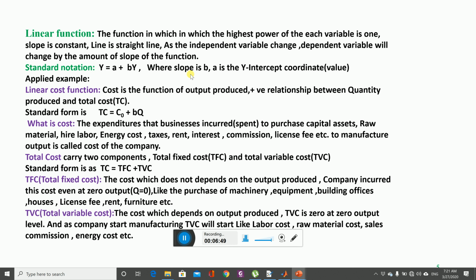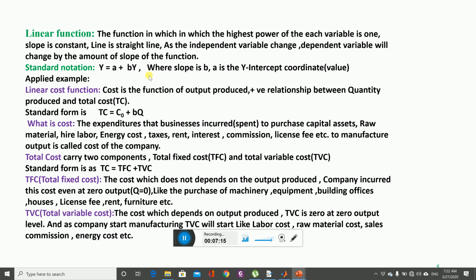b is the slope of this function and a is the y-intercept coordinate. If we put x equal to 0, we will find y is equal to a, and the y-intercept point will carry two values. One is x equal to 0 and the other is y equal to a. So we write slope is b and a is the y-intercept coordinate. Coordinate means y value.